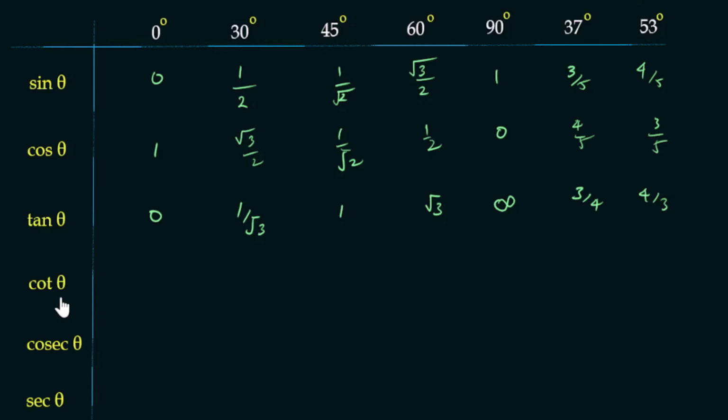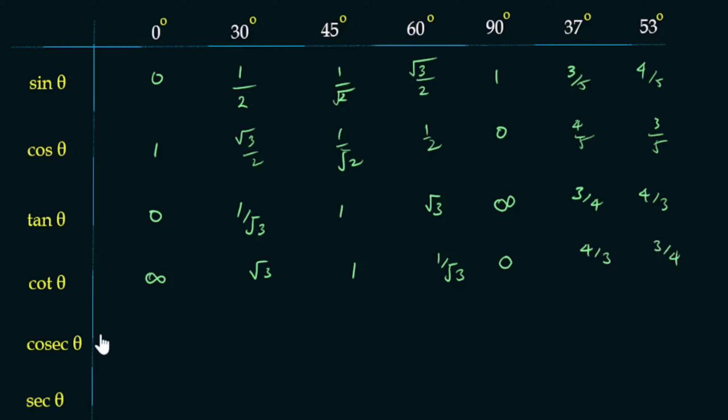Now we know that cot theta is the reciprocal of tan theta, so the reciprocal of 0 will be infinite. 1 by root 3's reciprocal will be root 3. Here we will have 1, this will be 1 by root 3, this will be 0. Here we will have 4 by 3, and here we will have 3 by 4.